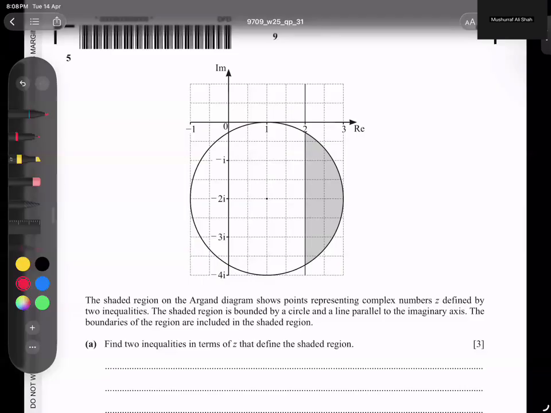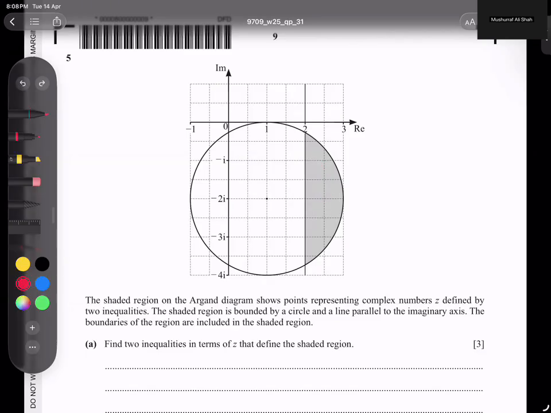Question number 5, students. We are doing now a shaded region. An Argand diagram shows a point representing complex numbers Z, and he mentioned that the shaded region is bound by a circle and a line. Write two inequalities in terms of Z for the defined region. So we have to write a region for it.